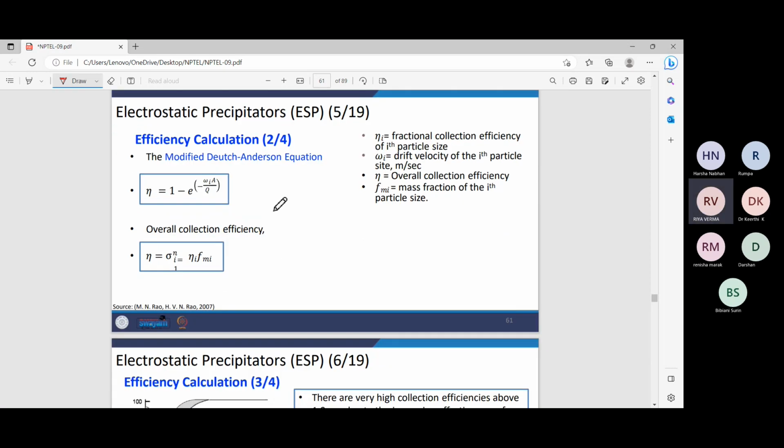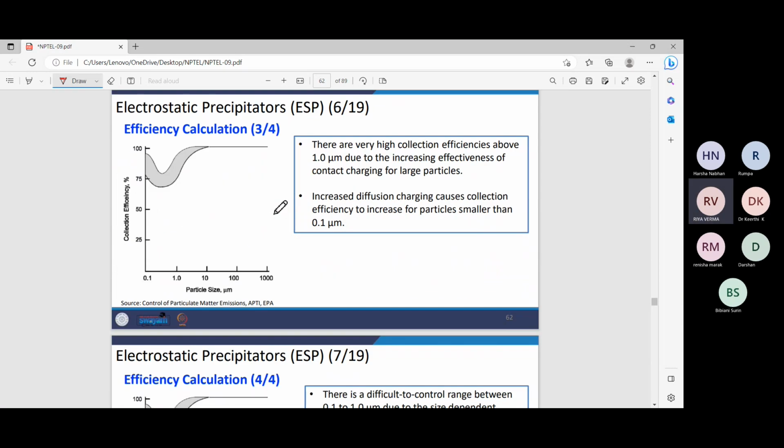So this is your modified Deutsch-Anderson equation. Then we have your collection efficiency. So basically, there are very high collection efficiencies above the 1 micron diameter due to the increasing effectiveness of contact charging for large particles.